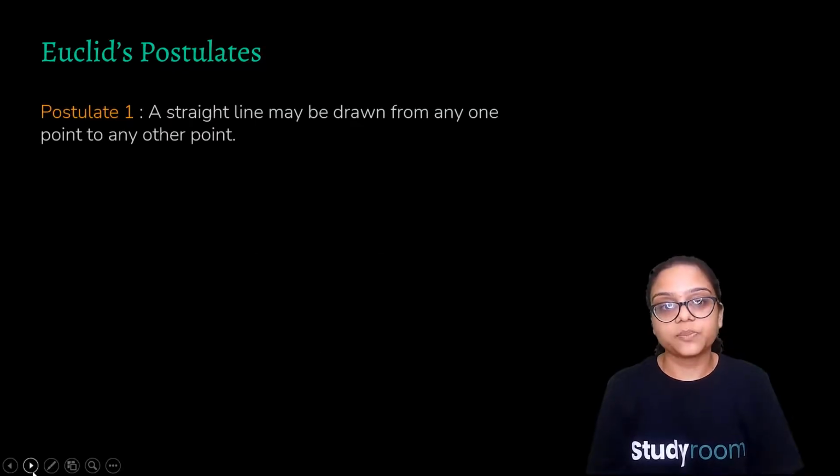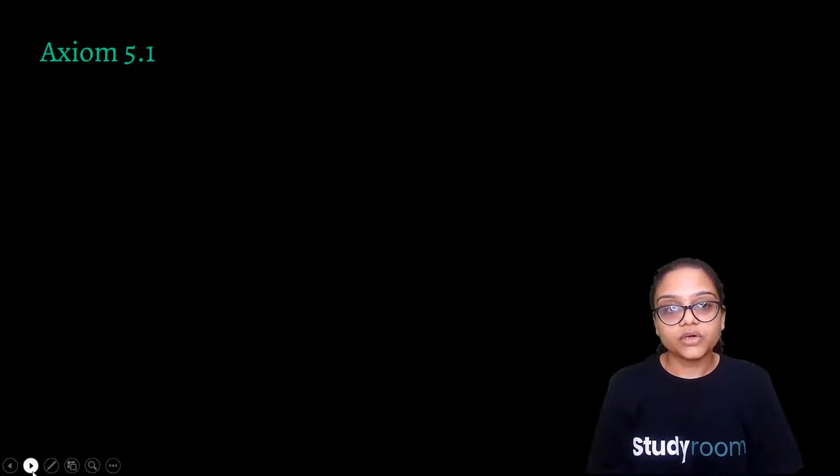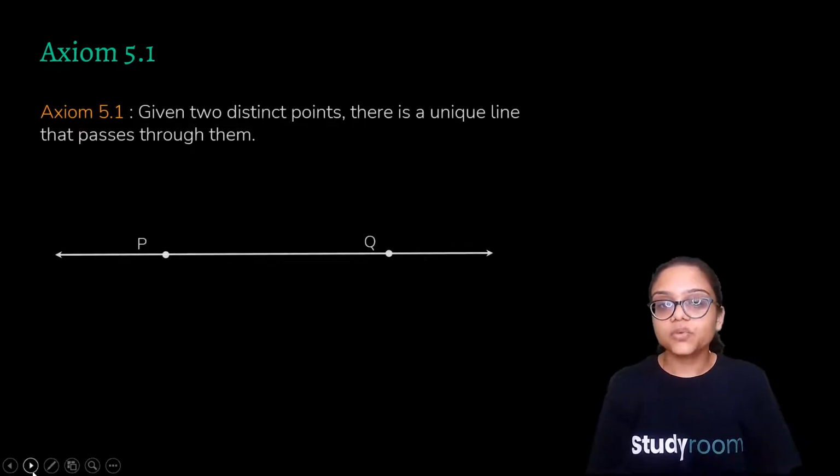Now, what were his postulates? Postulate 1. A straight line may be drawn from one point to another. So a point P is given to you, and another point Q, you can draw a straight line from one point to another. Given two distinct points, there is a unique line that passes through them.